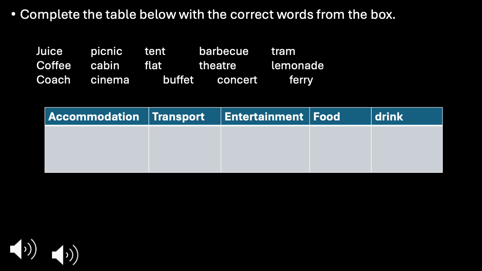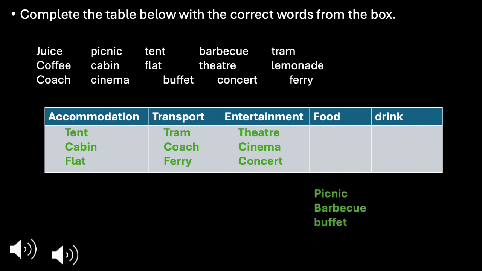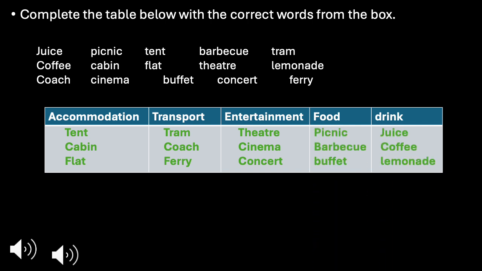And the answers are accommodation, tent, cabin, flat. Transport, tram, coach, ferry. Entertainment, theatre, cinema, concert. Food, picnic, barbecue, buffet. Drink, juice, coffee, lemonade.